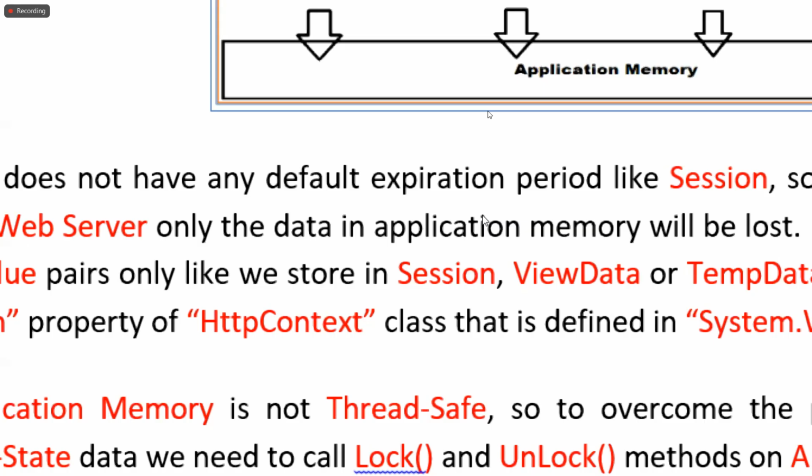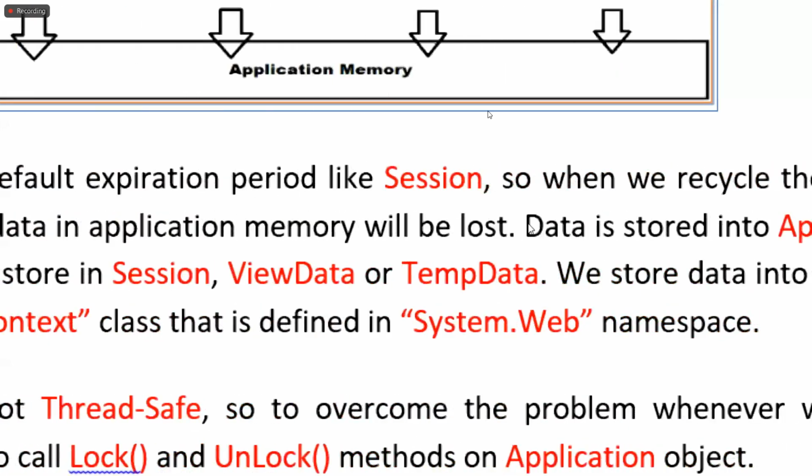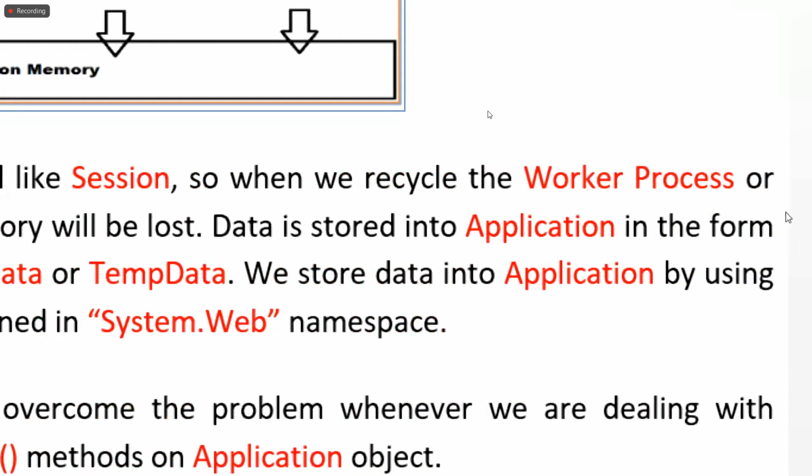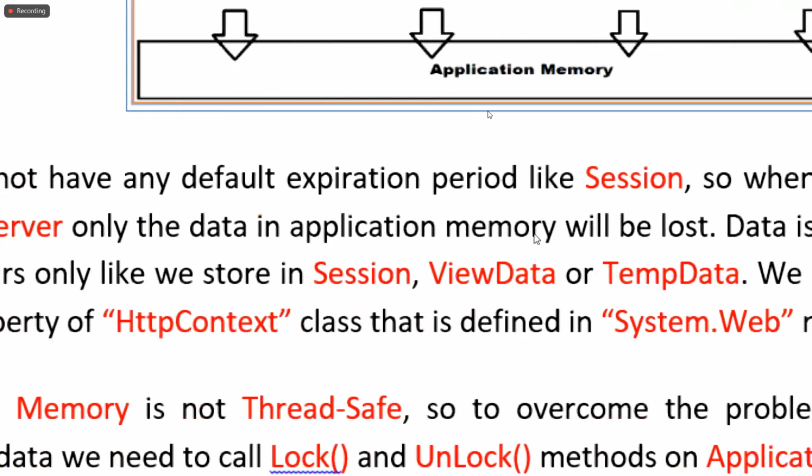Application is global memory. Because it is global memory, it's not going to be destroyed every time. Once you store anything in the application memory, it is accessible to you every time. Until you explicitly delete the data or restart the server or recycle the worker process, the data in the application memory will not be destroyed. Application doesn't have any expiration period like session. Only when we recycle the worker process or restart the web server will the data in application memory be lost.